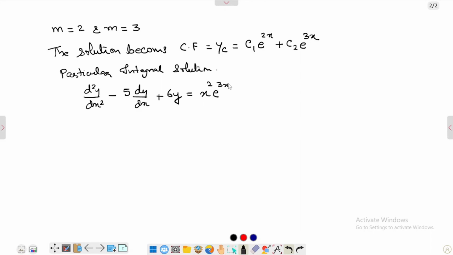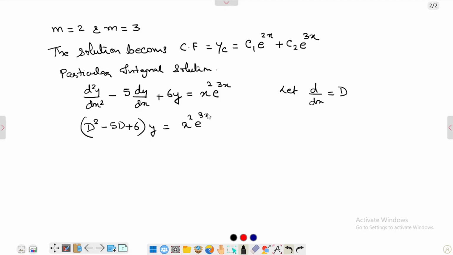Here I will take d by dx to be the D operator, D. So I will plug in here: D square minus 5D plus 6 applied to y is equal to x square e to the power 3x.